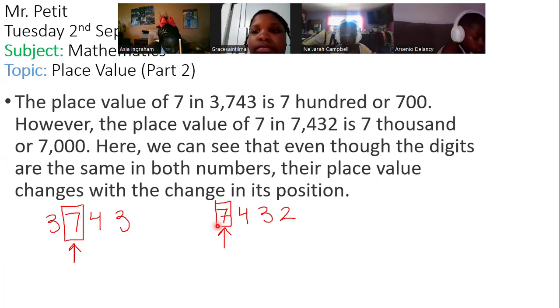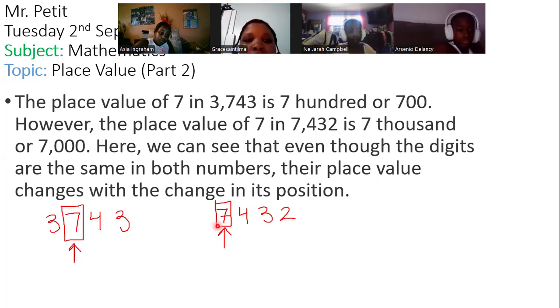So even though we have the same digit, which is 7, its place value is different based on its position in that number. Do you all understand that? Yes or no? Yes, sir. Good. So when we're looking at the place value of a number, we have to pay close attention to the position of that digit in the number.